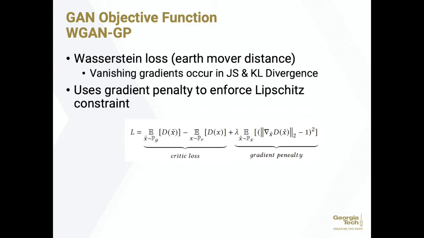This causes the objective function to have a smoother gradient and be differentiable almost everywhere, preventing the vanishing or exploding gradients seen when using KL or JS divergence. This allows the generator to still learn even if it's performing worse than the discriminator. Further, the function uses a gradient penalty term that penalizes the deviation of the discriminator's gradient norm from 1, which softly enforces the function to be Lipschitz 1.